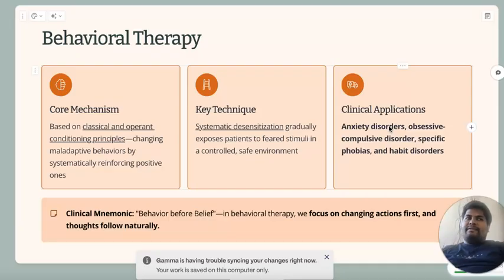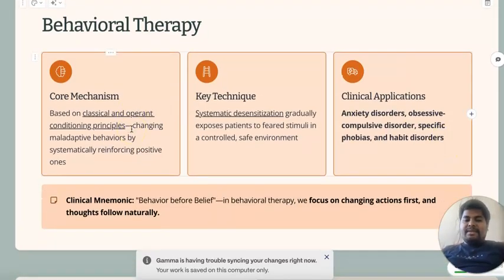And then later, after a few trials, after a few months, even on the 20th floor, he or she will stop feeling that phobia. So here the therapist is trying to focus on changing action first, and thoughts follow naturally. This behavioral therapy is also used in obsessive compulsive disorder, specific phobias, as I said, and habit disorders. Its core mechanism is classical and operant conditioning principles, that is, changing maladaptive behavior by systematically reinforcing positive ones.